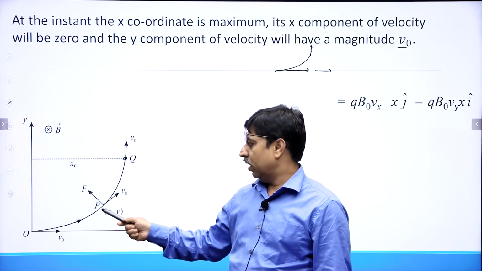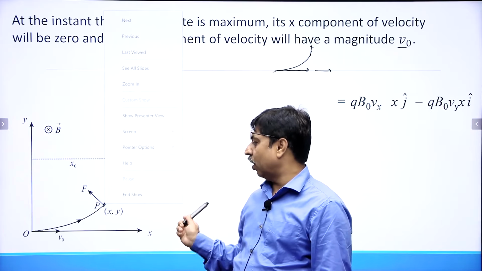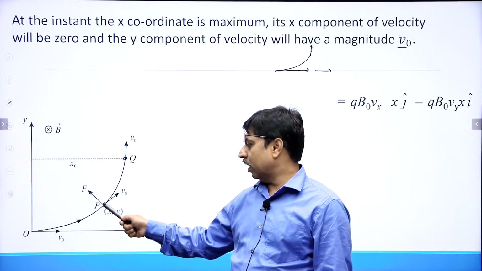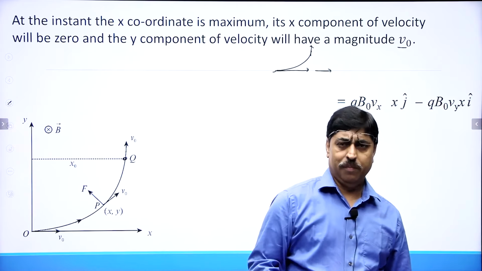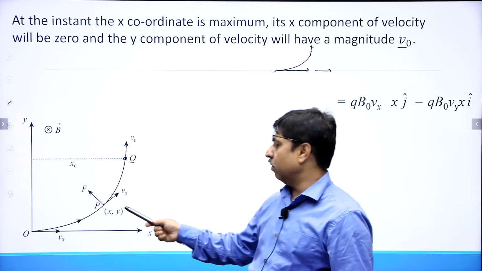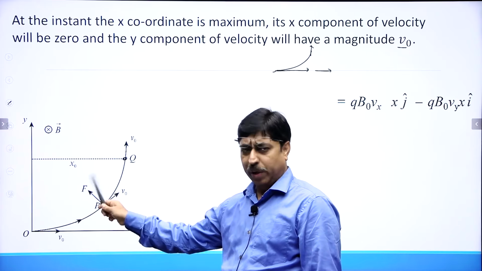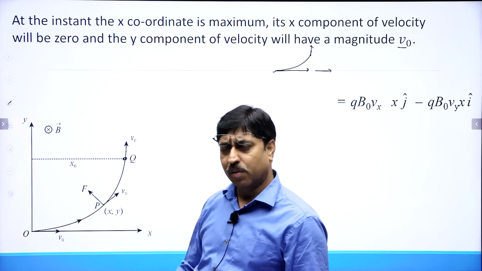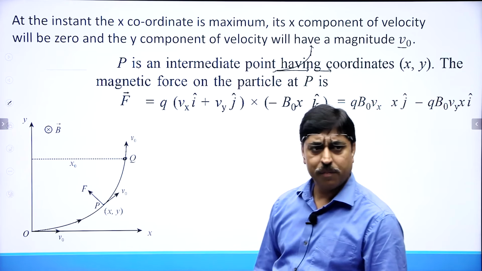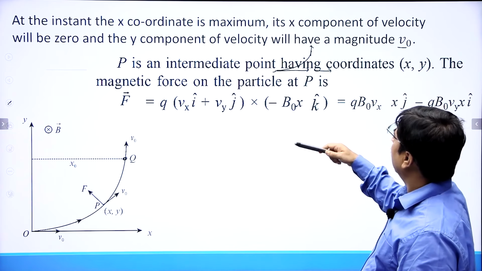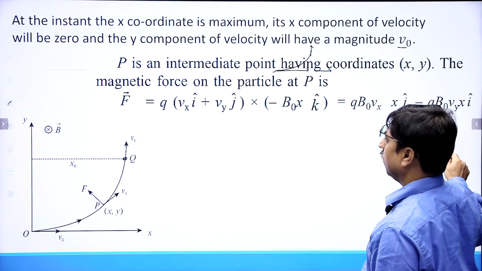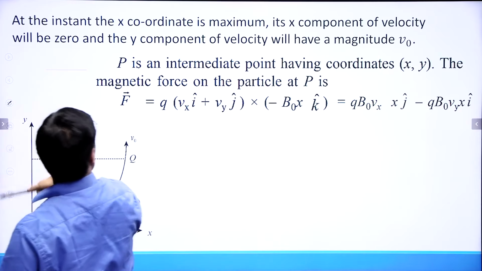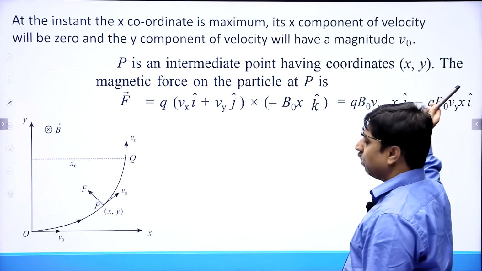The particle is somewhere at P and its speed is V0. Velocity is tangential to the path, the magnitude of velocity is V0, and let us say the coordinates of the particle are x, y. At this particular instant, the magnetic force acting on the particle is somewhat like this, perpendicular to velocity. Of course, B is inward, so V cross B, this is the direction of force, perpendicular to velocity, right? So P is an intermediate point having coordinates x, y.